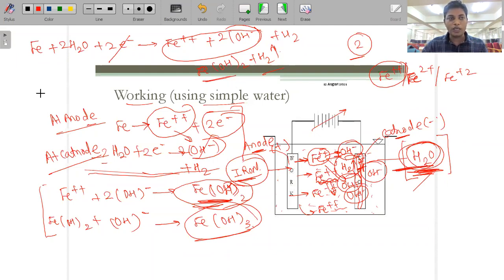Now again you can form another equation, where that can react with this one, so Fe(OH)3 is formed. Fine. So this is the reaction that takes place when you are using simple water. Now let's move to the salty water.